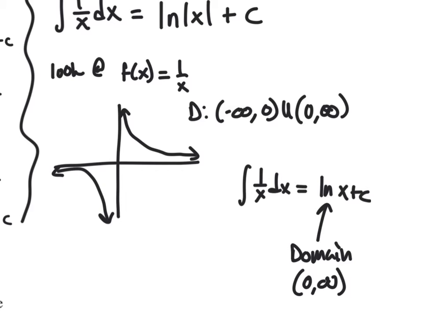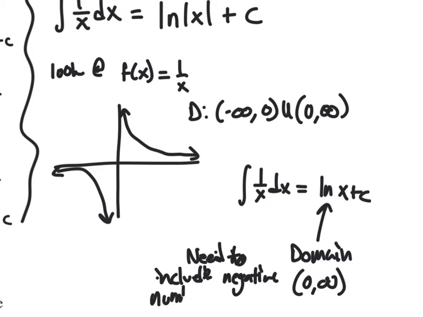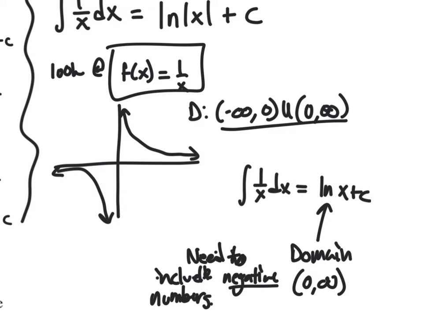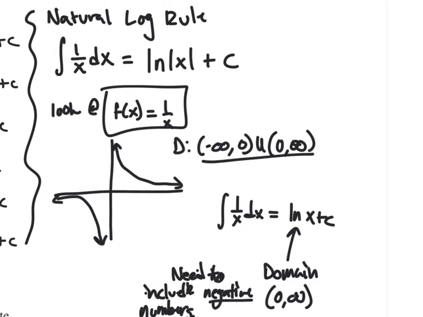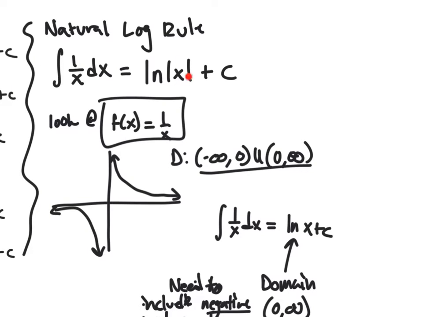But what you have to see here is that we need to include negative numbers. And so in order to include the negative numbers that are a part of this domain, a part of this graph, we have to add in that we have the absolute value.